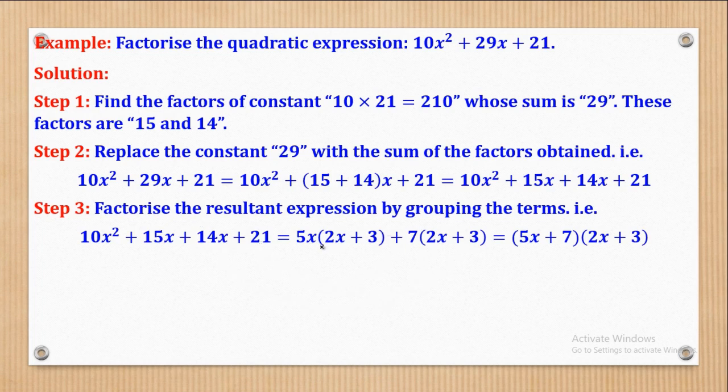Then from that step you realize that this bracket is common, therefore you pull it out and remain with 5x plus 7, which is here. So in that case you will have factorized the given expression. So basically that is how factorization is done.